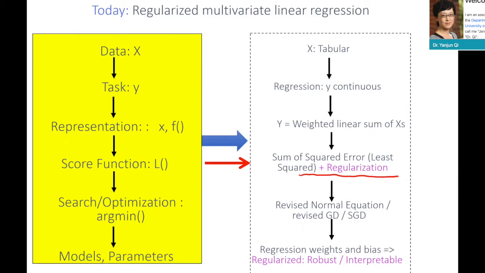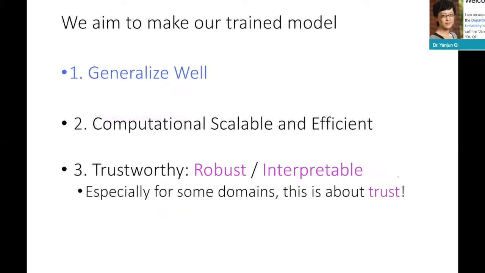And why do we want to add regularization? The main purpose, in fact, is to make the model more robust, more interpretable, and also more scalable. So, like I just mentioned, we aim to make our trained models not just generalize well, not just predict the future data, but we also want our model to be interpretable and relatively robust.